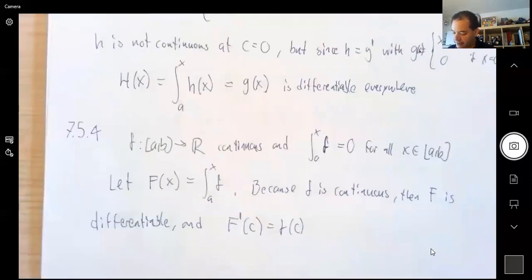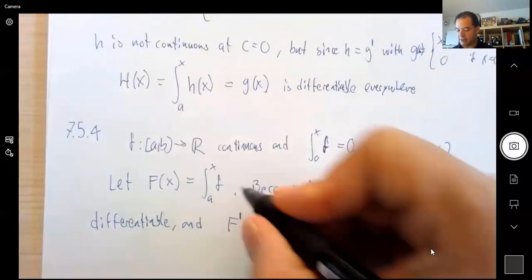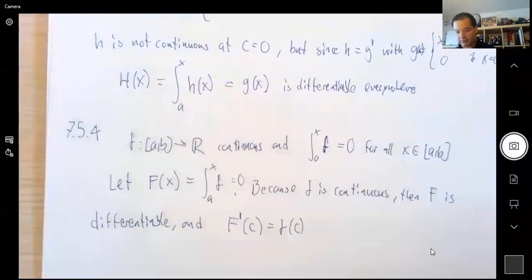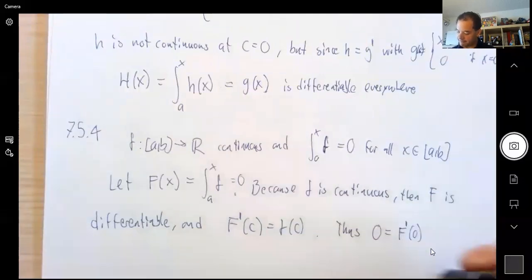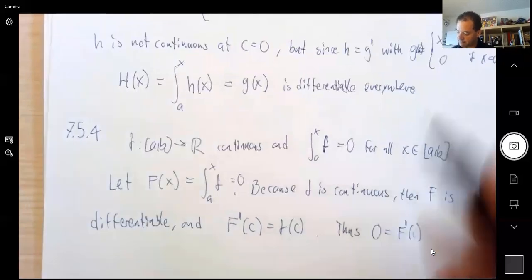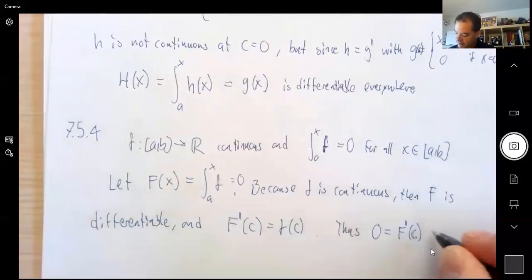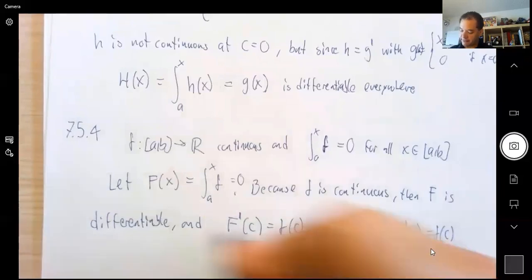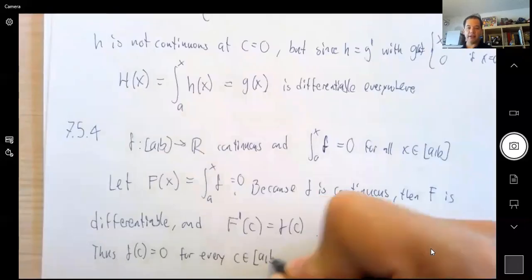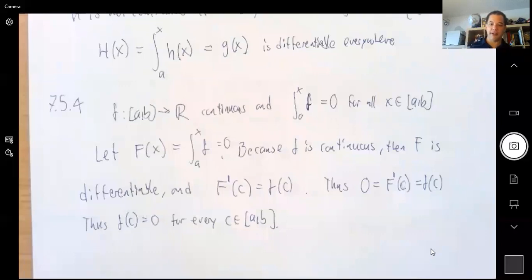But what is capital F? Capital F is zero, right? It's the zero function. And what's the derivative of zero? The derivative of zero is zero, right? So that means that little f is zero for every c in [a, b]. And that's the first part, right?